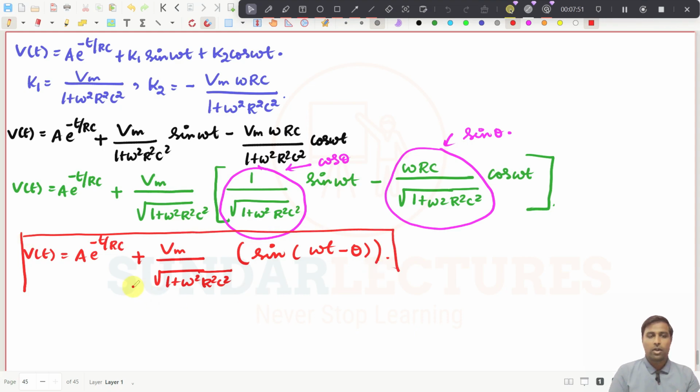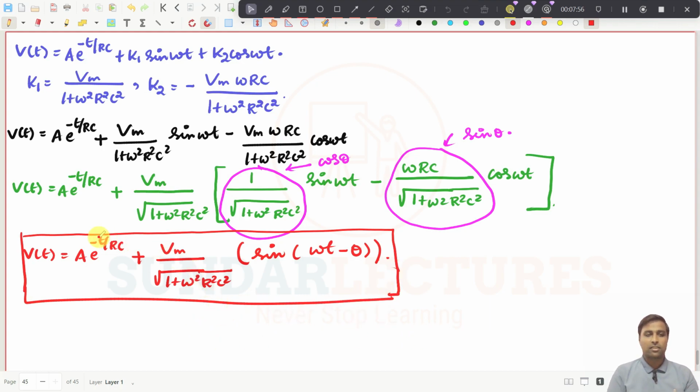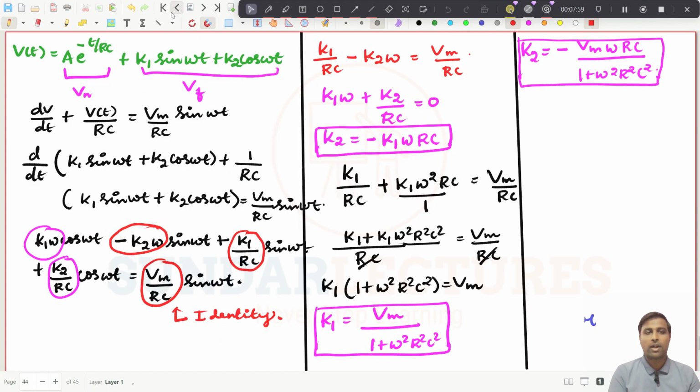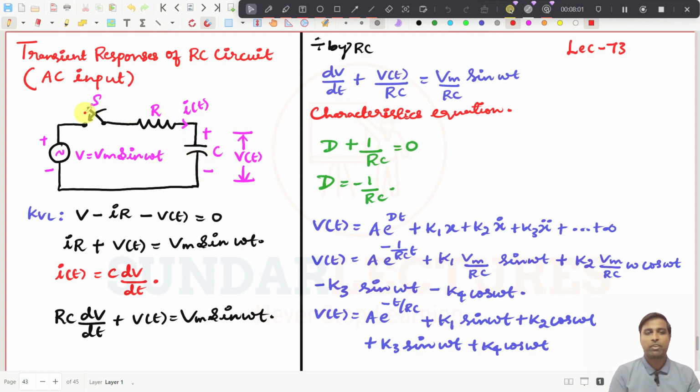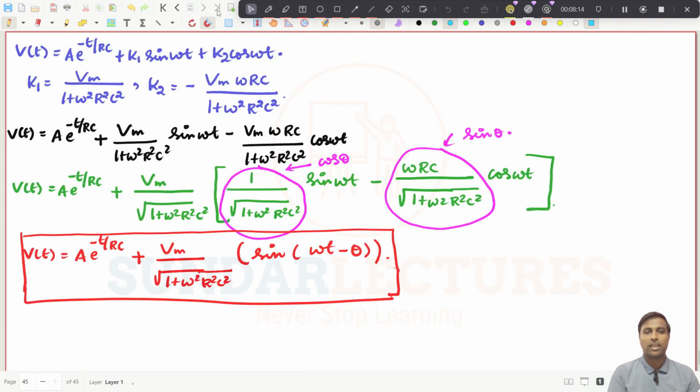So we have found the value of V of t without substituting the initial conditions. Maybe you try to understand this: before closing this switch, the capacitor doesn't store any energy. So what can we write? V of 0 will be 0 in this condition. So you need to substitute that value here. If you substitute t equal to 0 in this expression, we will get a value for A, and that A we have to substitute here to get the full expression of V of t. That we will do now.